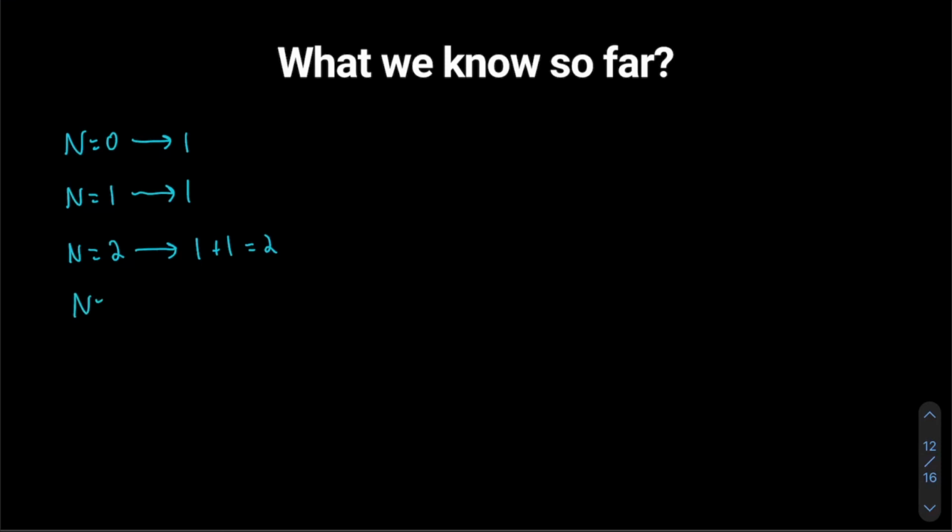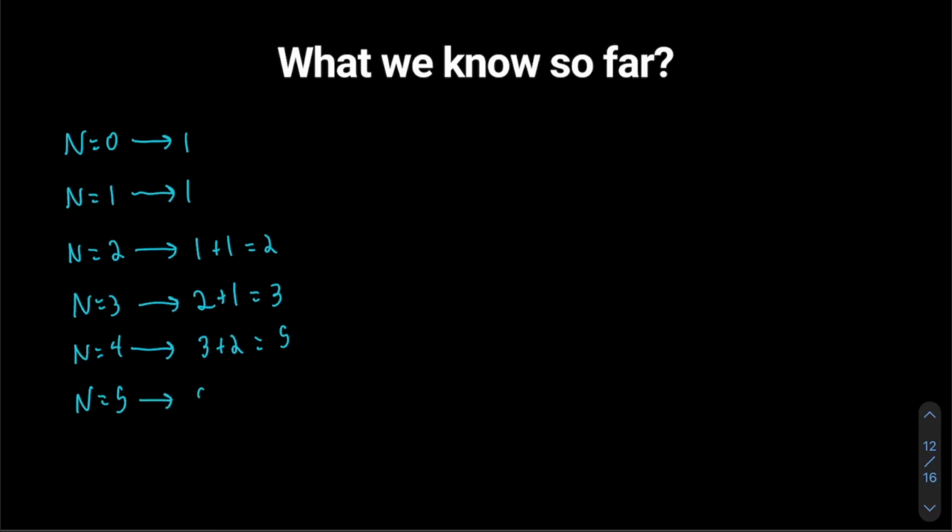So now n is equal to 3. n is equal to 3 is going to be the addition of the previous two, which is 2 plus 1, which is 3. All right, and then n is equal to 4. n is equal to 4 is going to be 3 plus 2. All right, and then so on and so forth. And you can see this pattern developing.